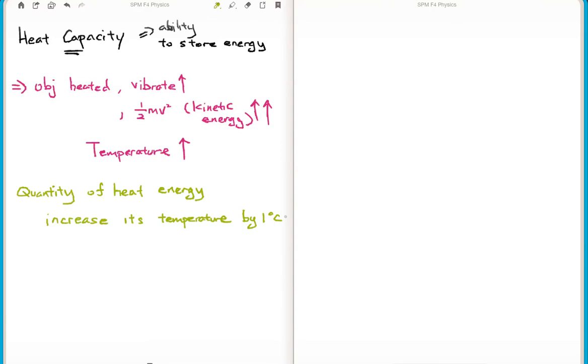Then how much increase? The quantity of energy absorbed depends on the mass of the object, or the type of object. So this very much depends on the type of object and the mass of it. So what is heat capacity is basically like that. It's the quantity of heat to increase temperature by 1 degree.